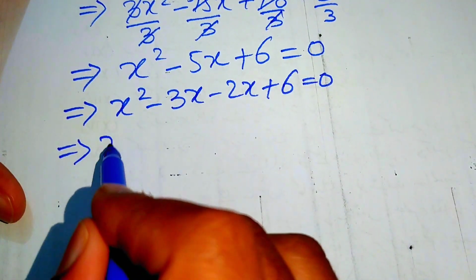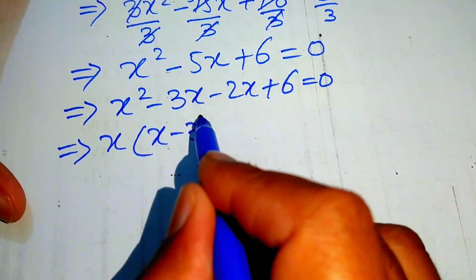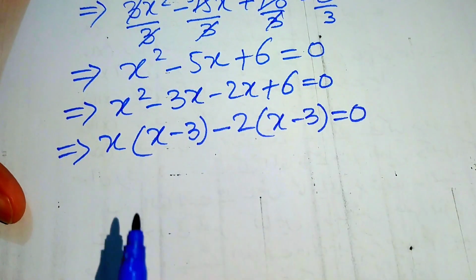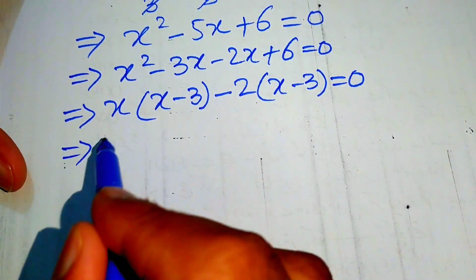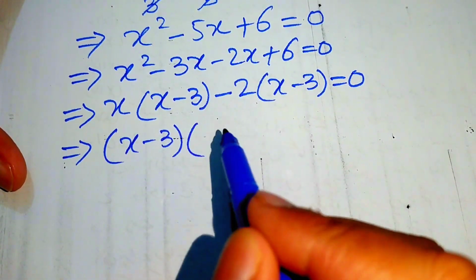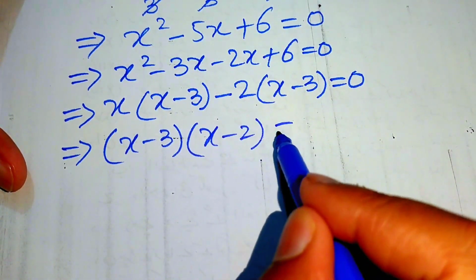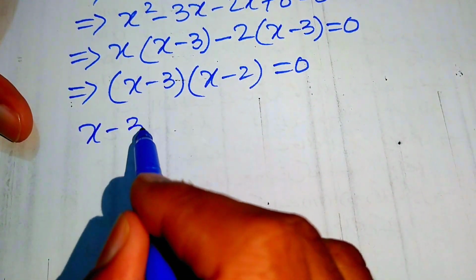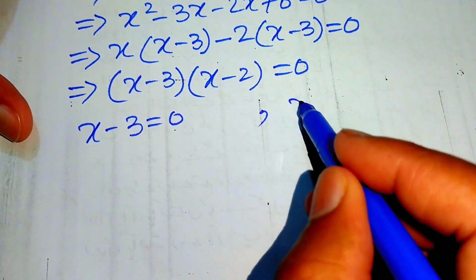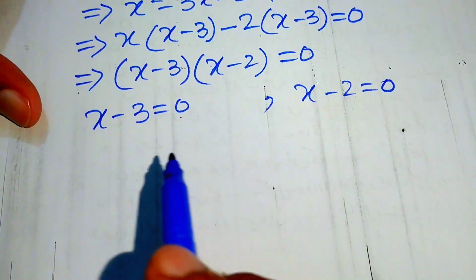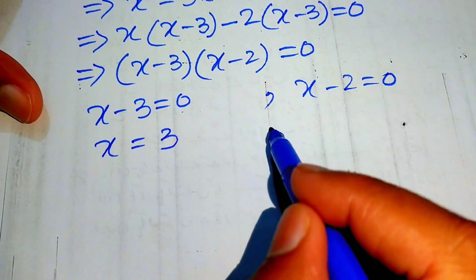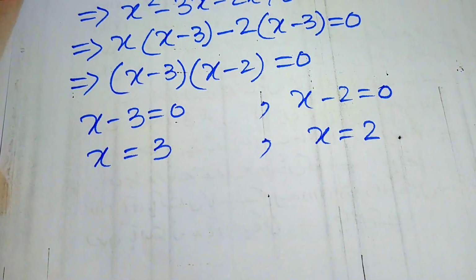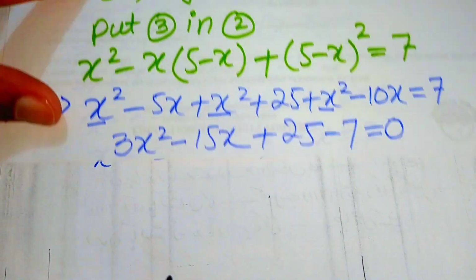So here we take common x from the first two terms, and we get x minus 3, and here we take common minus 2 and we get x minus 3, and this whole equation equals 0. So here we take common x minus 3 from both of these terms, and we get x minus 2 equals 0. So we divide this into two cases. Our first case is we write x minus 3 equals 0, and the second case is we write x minus 2 equals 0. So here you get the value of x is 3, and here we get the value of x equals 2. So now we substitute these two values of x in equation number 3.